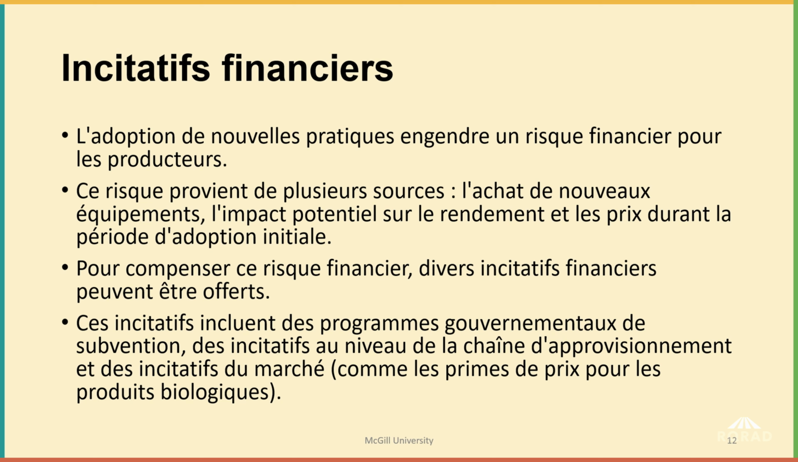As I said before, beneficial management practices create financial risk for the producer. And this risk comes from several sources. It's the purchase of new equipment and the potential impact on yield and prices during the initial adoption stages. To offset some of those financial risks, there are several means of providing financial incentives. These can include subsidy programs, but other mechanisms can also be incorporated here. We can have supply chain incentives and we can have market incentives.